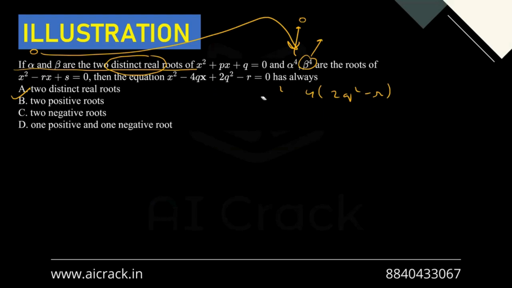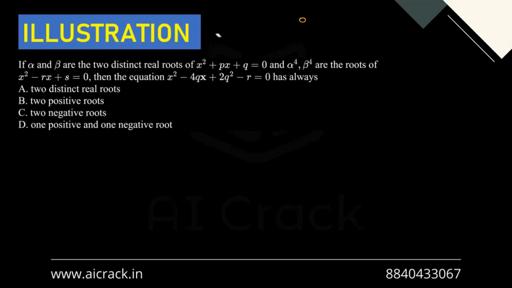Now coming to the second part of this question, they have basically hinted to find out the signs of the roots: positive roots, negative roots, or positive and negative roots, right? For that, the best way is to find out the sign of the product of roots. So for this equation, 2q² - r is the product of roots. But again, we know something about each of these terms, but we don't know the relation between them together.